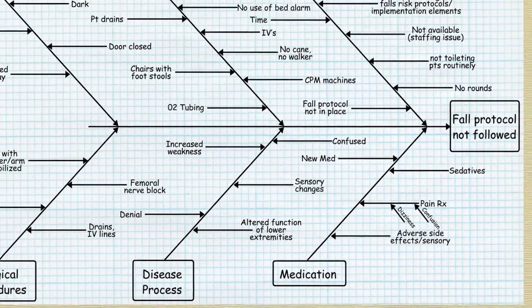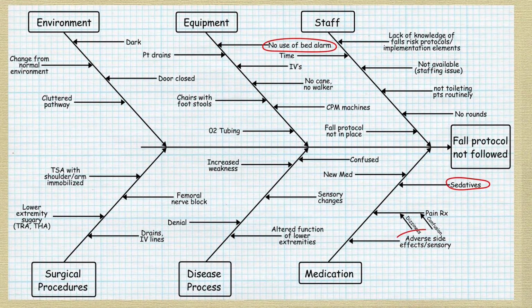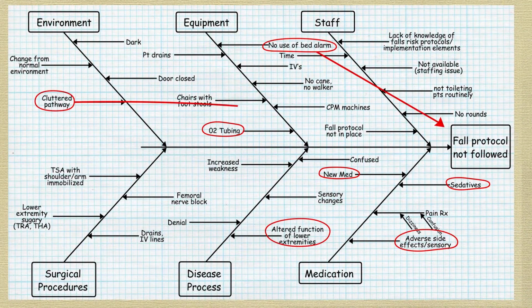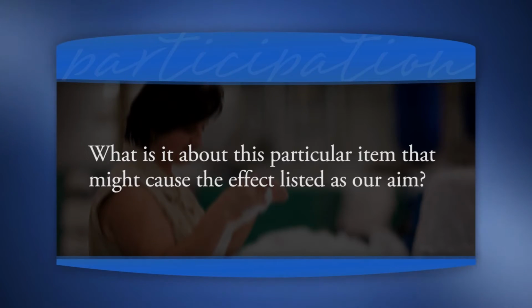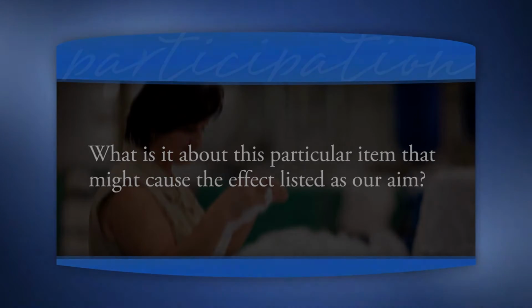One of the biggest challenges in building a cause and effect diagram is to be sure that the small bones have a causal relationship to the end effect. Sometimes people will just list a catalog of factors when there is not a clear relationship to the aim. You can often turn those sorts of items into causes by asking yourself the question, what is it about this particular item that might cause the effect listed as our aim?